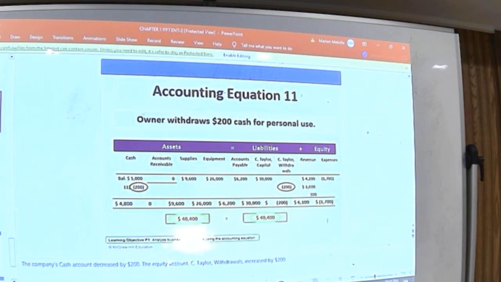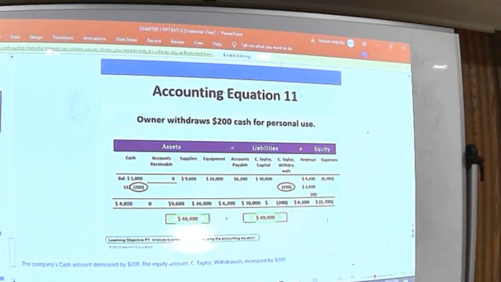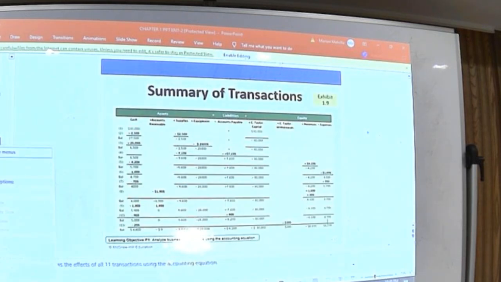You can see it right here. Taylor withdrawals, 200. You can also see that the accounting equation, once again, balances. Now we've got 40,400 on the left, 40,400 on the right-hand side.